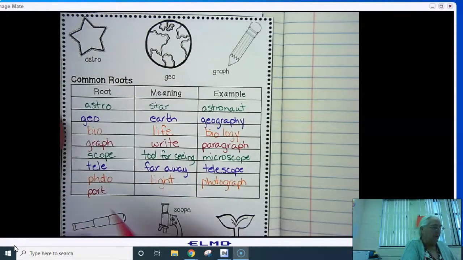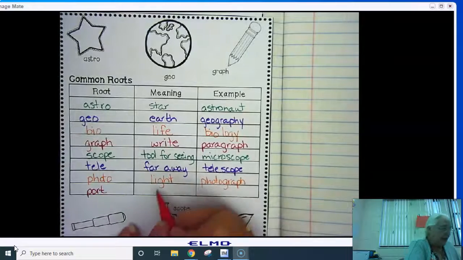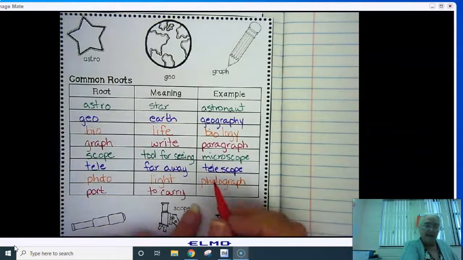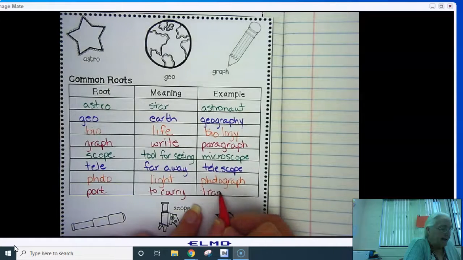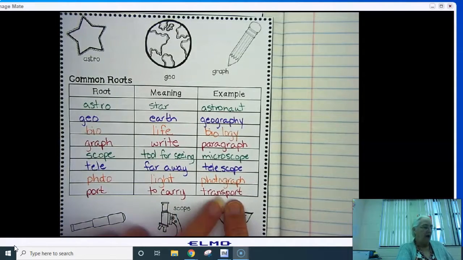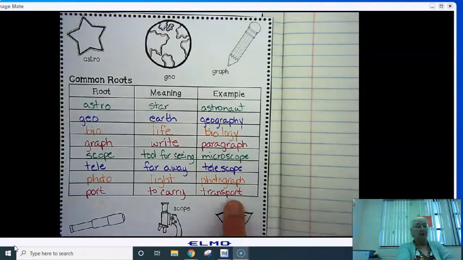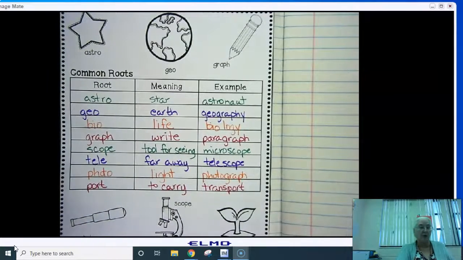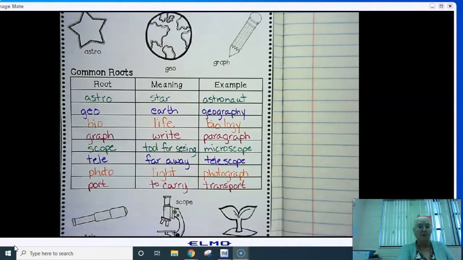Photograph. And port is our next root. And it means to carry. And an example of that is transport. So, port means to carry. Trans means across. So if you carry something across, you transport it. Like when you put the groceries in the trunk of your car and you transport them home, you carry them across the distance to your home.